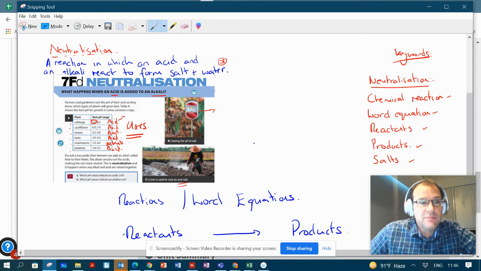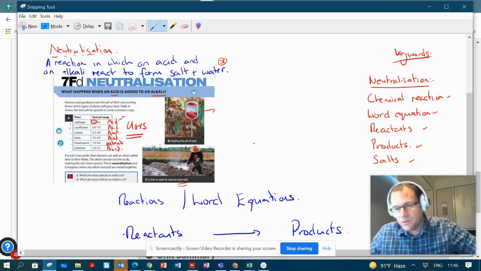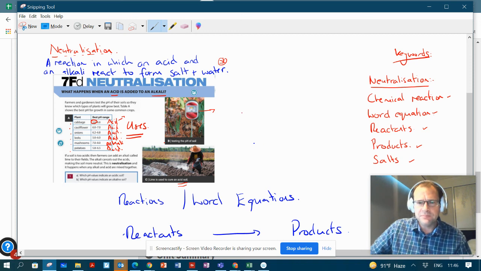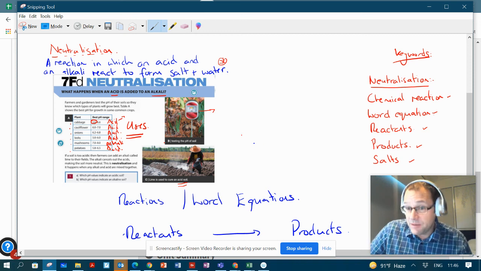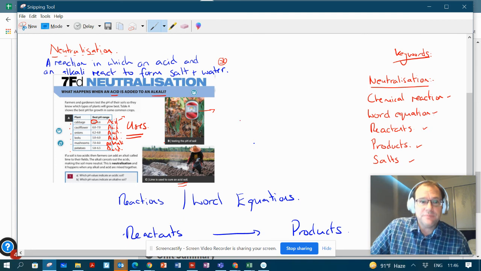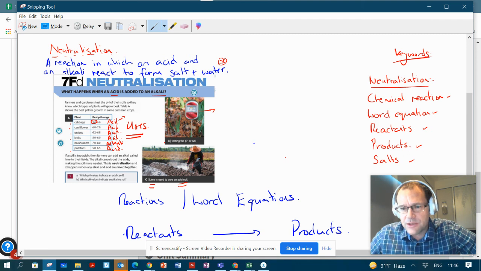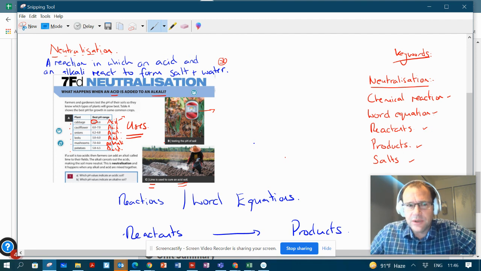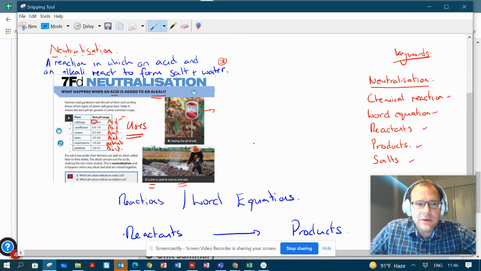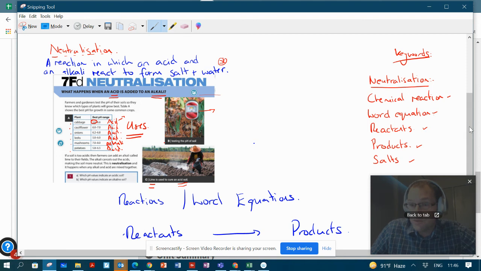So if pH is below 5.6 or more acidic than 5.6, then what we need to do is make it more alkaline, bring it back towards the alkaline end of the pH scale to give it the best growing conditions. So farmers use stuff called lime to help them neutralise, and lime is an alkali. So when you add lime to the soil, you're adding an alkaline substance which reacts with the acid to produce salt and water.